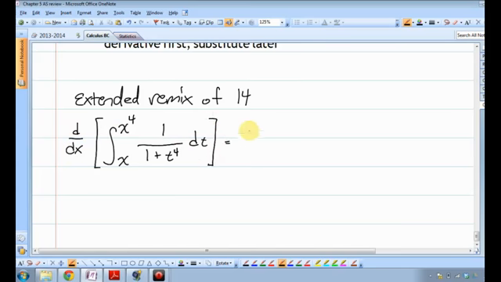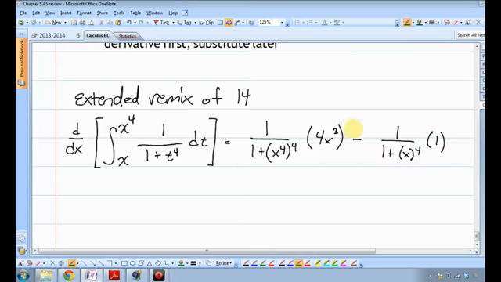Okay, so substitute 1 over 1 plus x to the fourth times 4x cubed, minus 1 over 1 plus x to the fourth times 1, with a special note that this is the derivative of x to the fourth. This is the derivative of x.